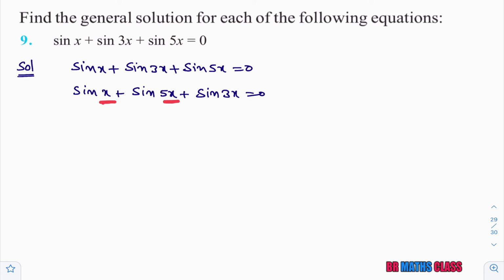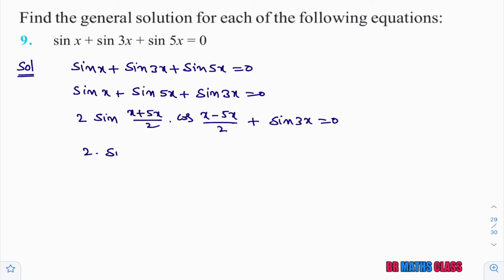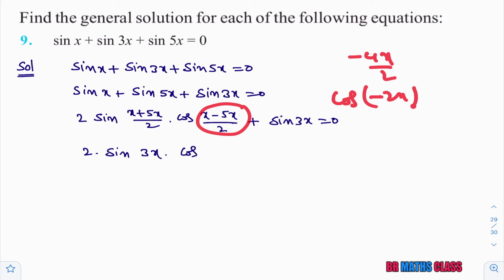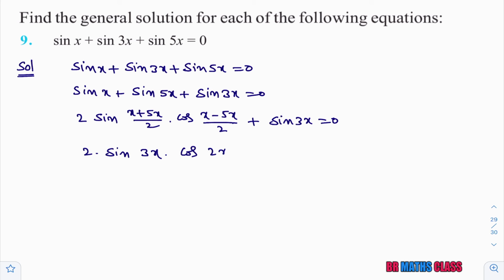Look here, sin C plus sin D. What is the formula for sin C plus sin D? The formula is 2 sin of (C plus D) by 2, that is (x plus 5x) by 2, into cos of (C minus D) by 2, (x minus 5x) divided by 2, plus sin 3x equal to 0. Now 2 into sin of (x plus 5x), x plus 5x is 6x, 6x by 2 is 3x, into cos of, look here, x minus 5x is minus 4x divided by 2, that is minus 2x. We know cos of minus theta is cos theta. So cos of minus 2x is cos 2x. So here you will get 2 sin 3x cos 2x plus sin 3x equal to 0.